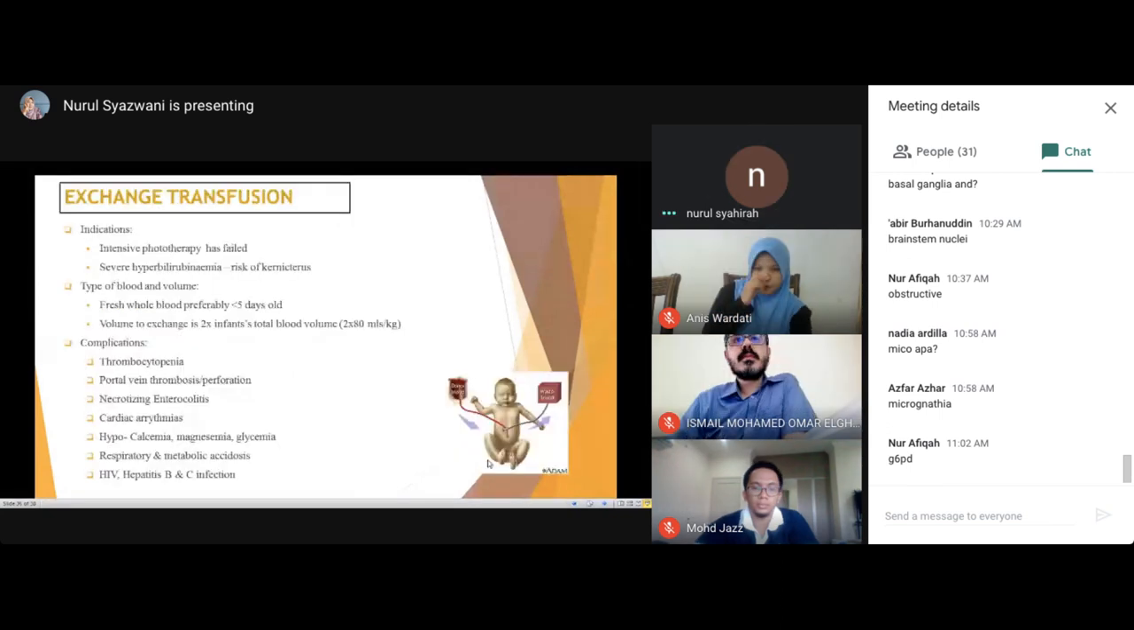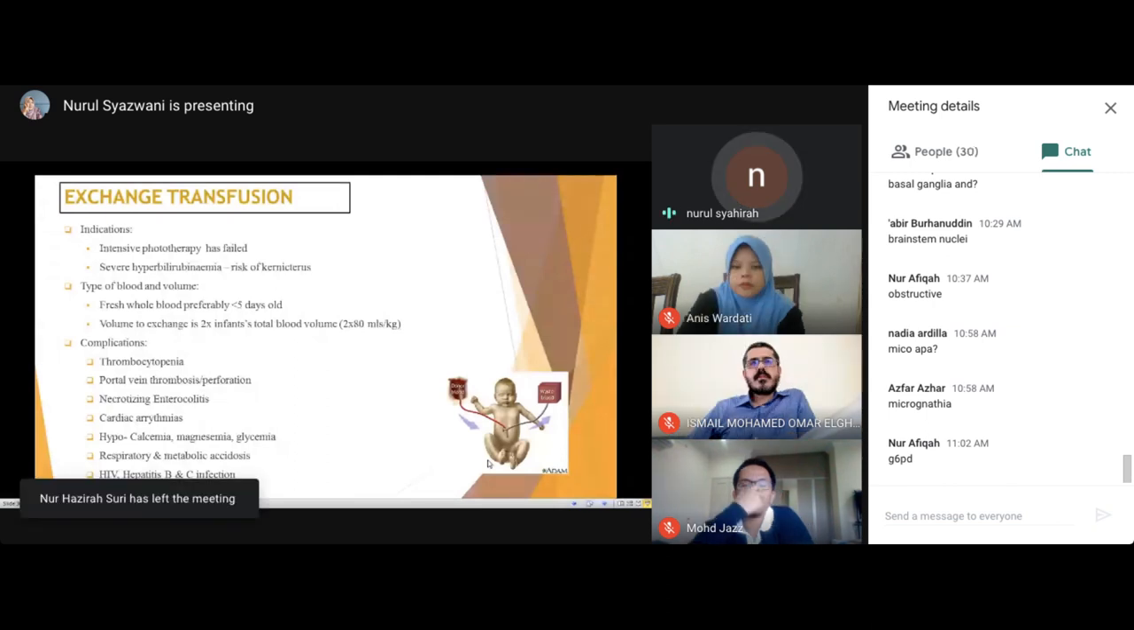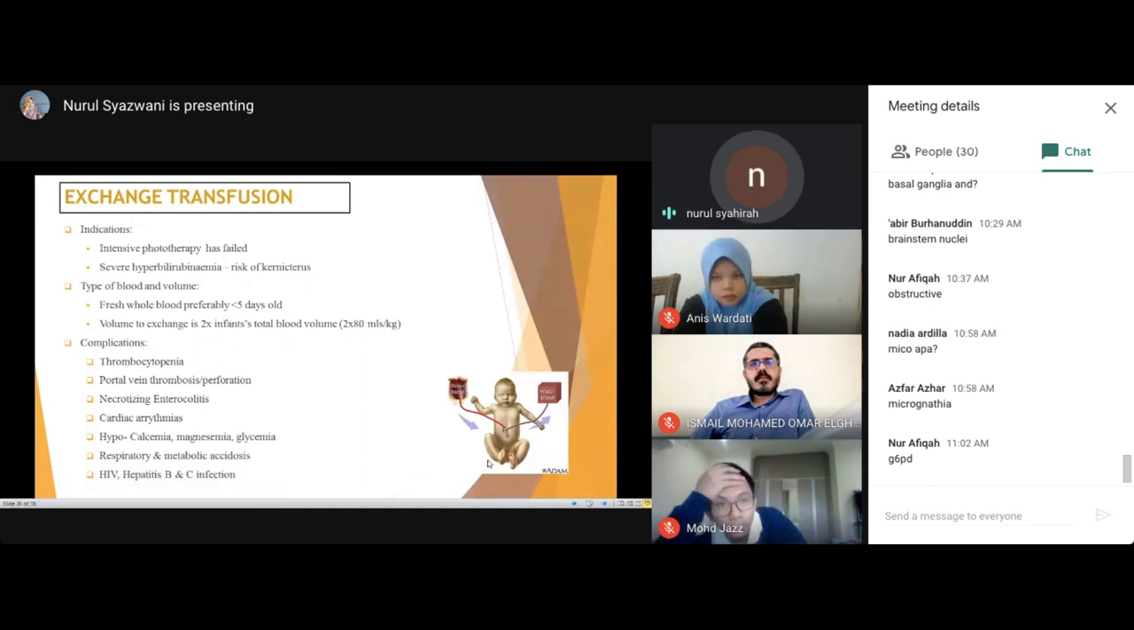Okay, next treatment is the exchange transfusion. The indication for the exchange transfusion is if intensive phototherapy has failed, and if the baby has severe hyperbilirubinemia, in which they may have risk of kernicterus. The type of blood and volume used in the exchange transfusion is fresh whole blood, and the volume to exchange is twice the total blood volume.